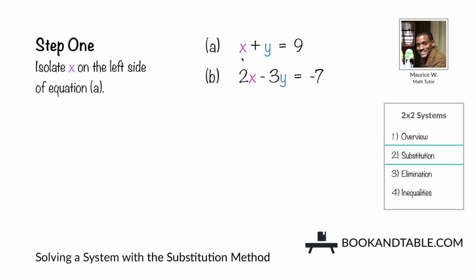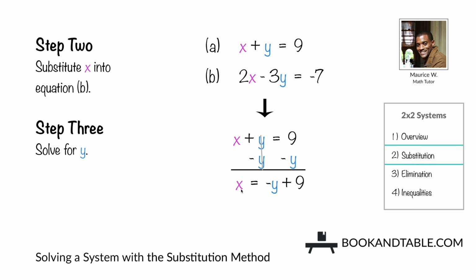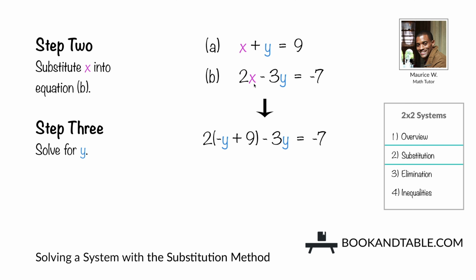So step 1, isolate x on the left side of equation A. So we'll take x plus y is equal to 9, and we'll isolate x. So that means we'll subtract y from both sides, giving us x is equal to -y plus 9. This is positive 9. So now we'll take this expression, and step 2, we'll substitute x into equation B here, giving us 2 times negative y plus 9 minus 3y is equal to negative 7.